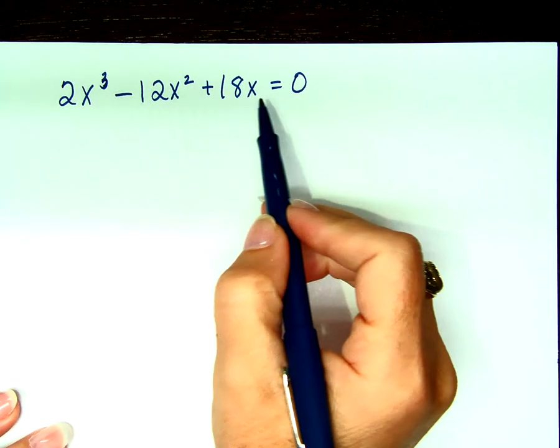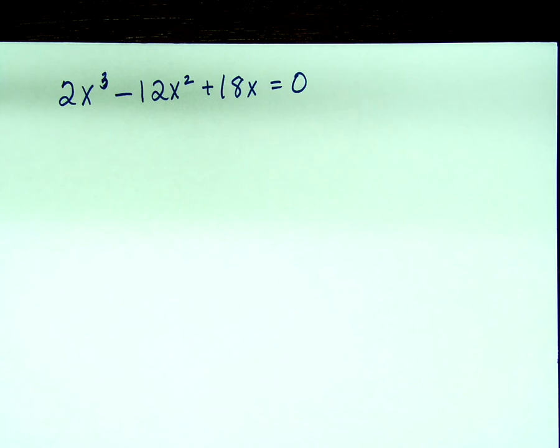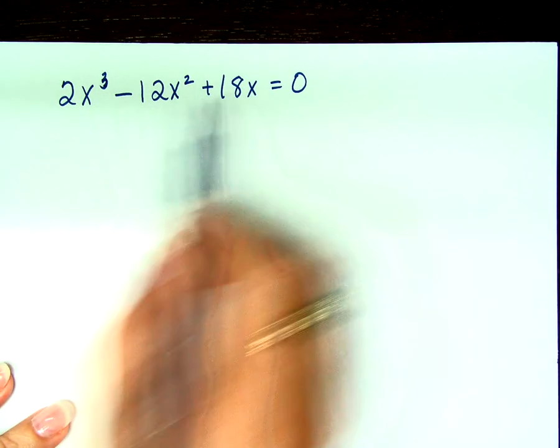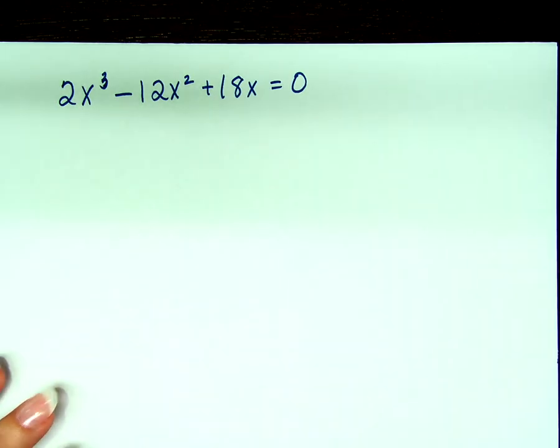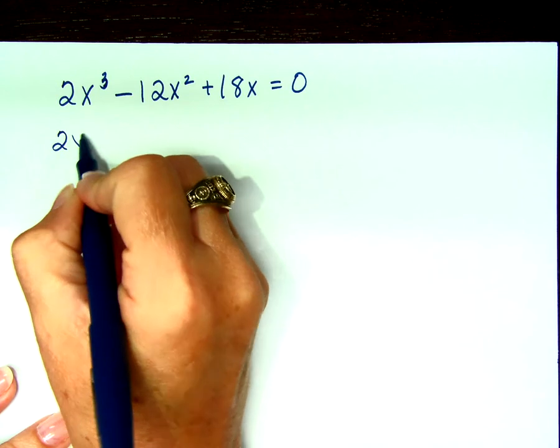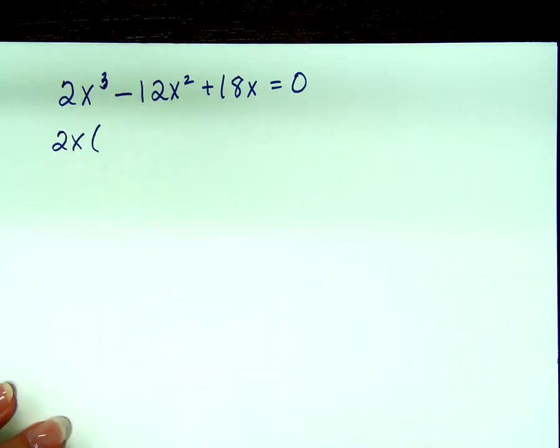What do you think you ought to do first if this is our problem? Oh, you want to do a greatest common factor? That's the thing we should always think of first, right? Is there a greatest common factor in all three of these terms? Yeah. A 2x, right? So what if I factor out a 2x? What do I have left?